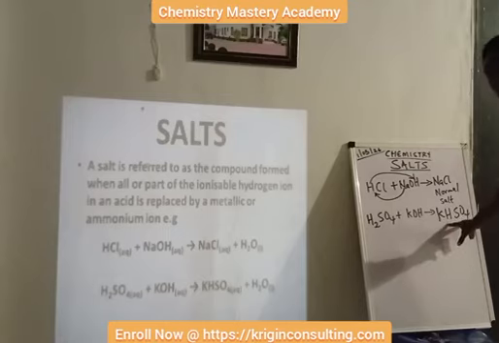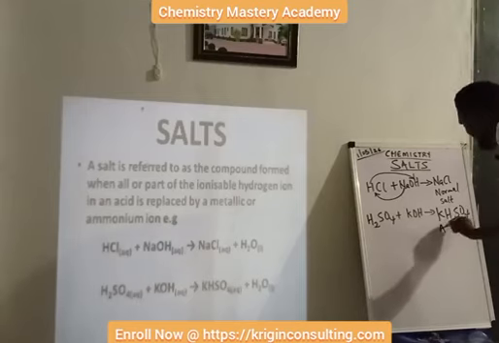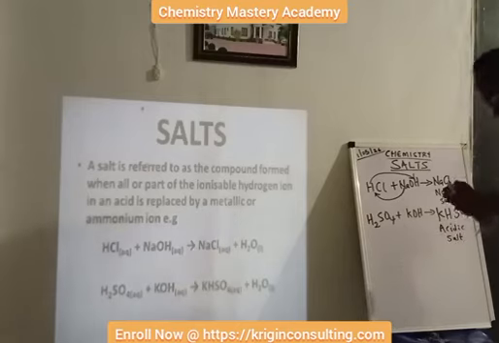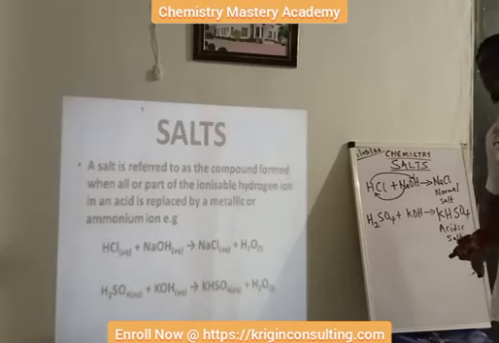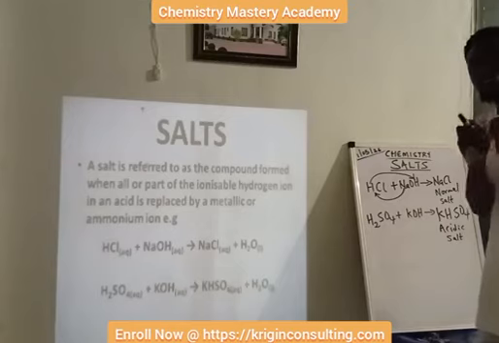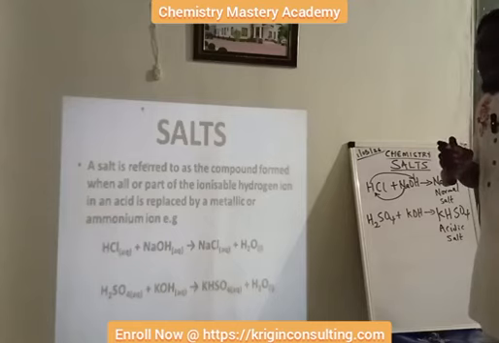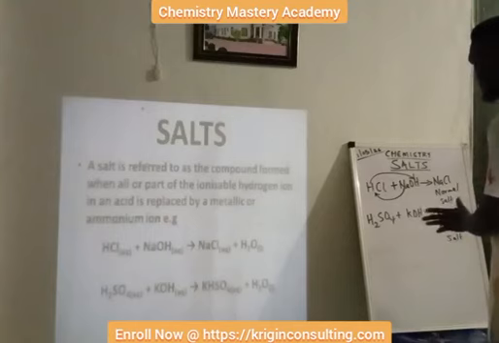KHSO4 is a salt, but it is not a normal salt. Because of the presence of hydrogen in the salt, it is called an acidic salt. So an acidic salt is a salt that is formed when only part of the hydrogen ion in the acid is replaced. Is that clear? From the illustration that we have on the board.